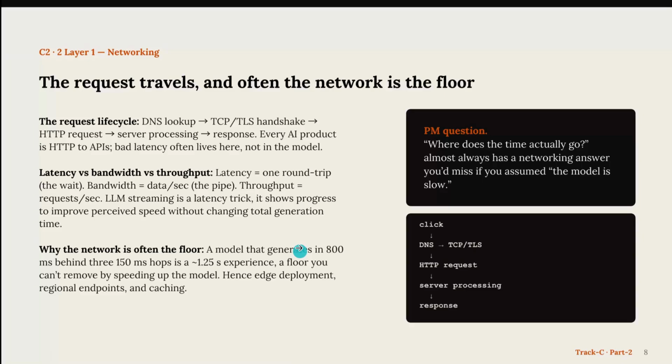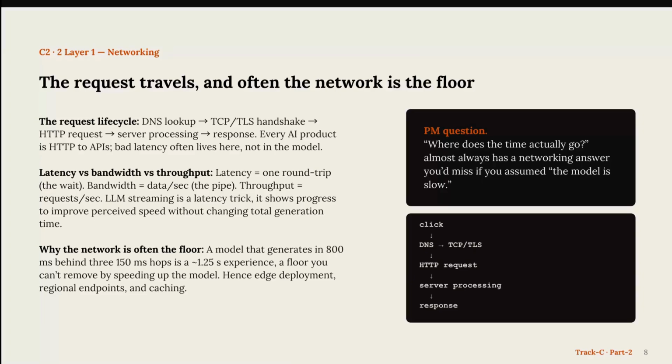Hence edge deployment, regional endpoints, and caching are sought as a solution here. And for us as PMs, this is the most important question. Hey, where does the time actually go? We need to think through this, because almost every time that we say, hey, the model is slow, it might not be the model that is slow, it might be the network.